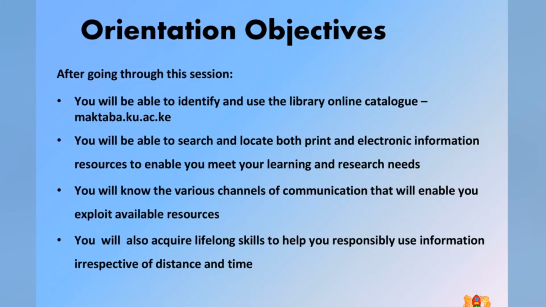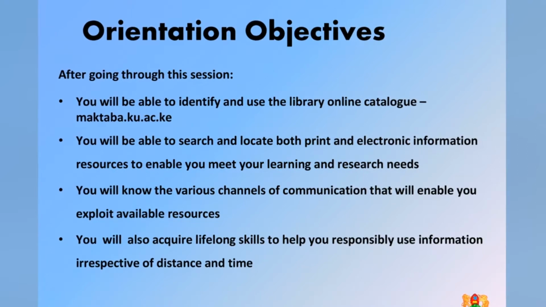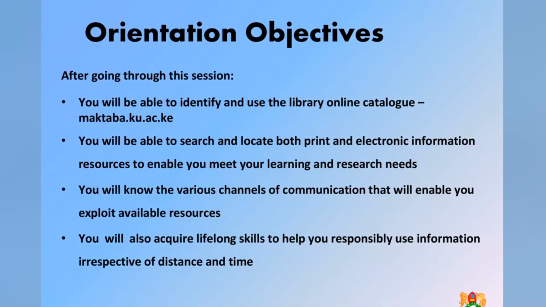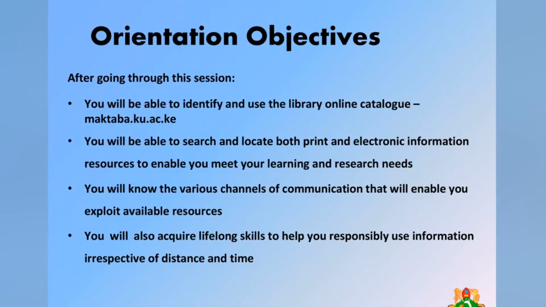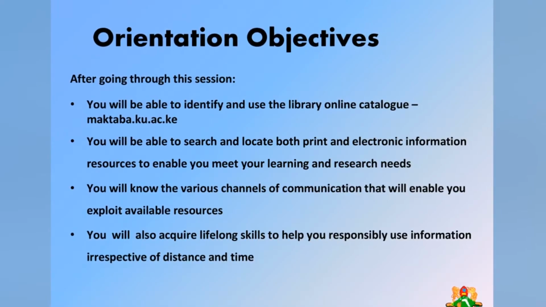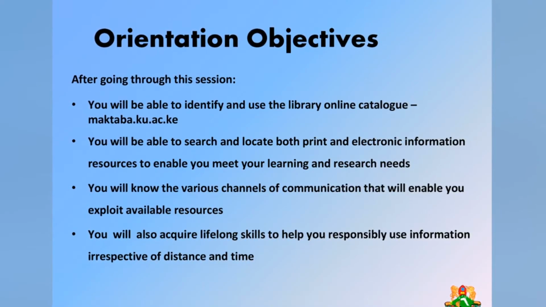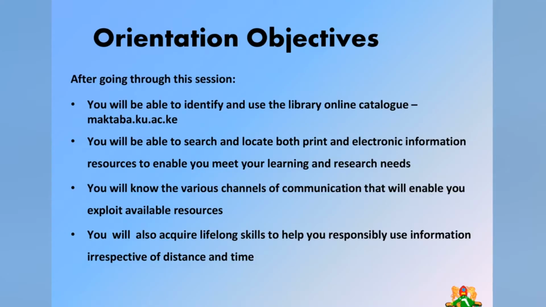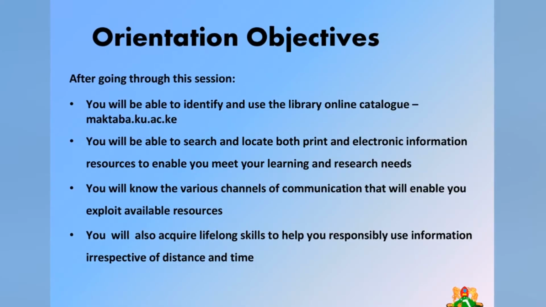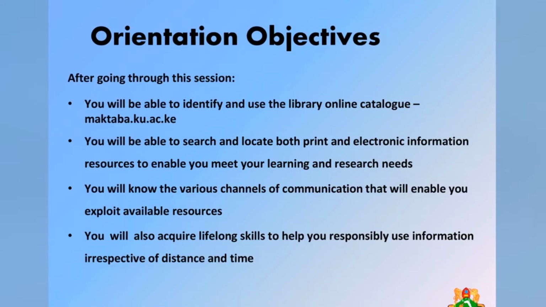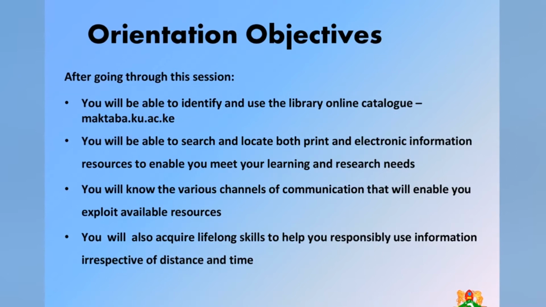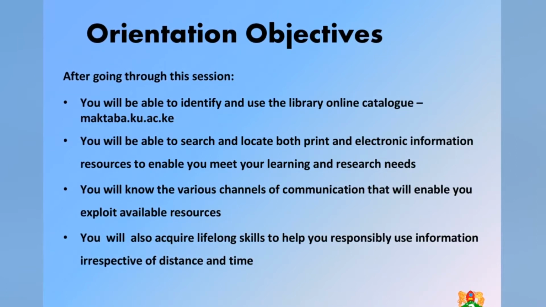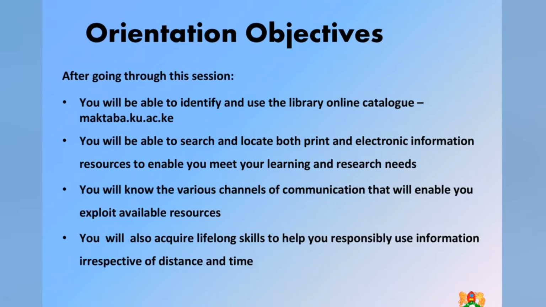The orientation objectives. After going through this orientation, you'll be able to identify and use the library online catalog, which is maktaba.ku.ac.ke. You'll be able to search and locate both print and electronic information resources to enable you meet your learning and research needs. You'll be able to know the various channels of communication that will enable you exploit available resources. You will also acquire lifelong skills to help you responsibly use information irrespective of distance and time.